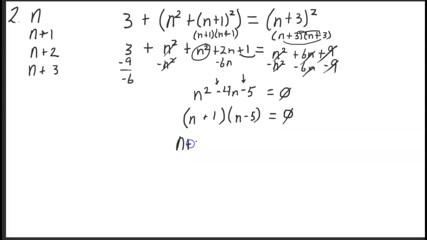So we can separate these. Right? If n plus 1 equals 0, then clearly n must equal negative 1, which would suggest that the first integer is negative 1.